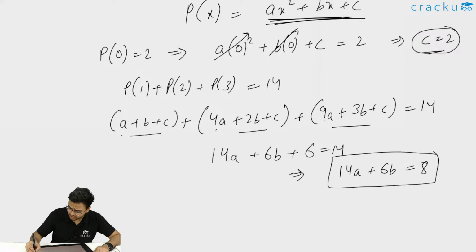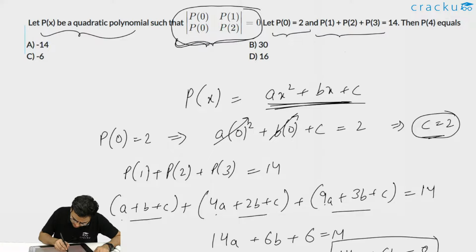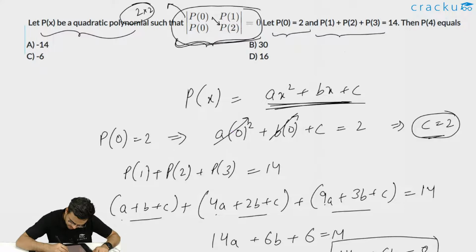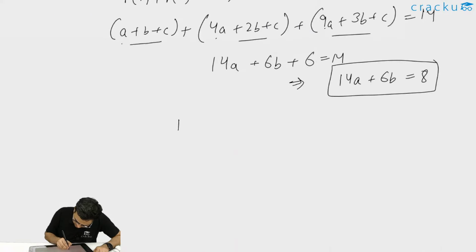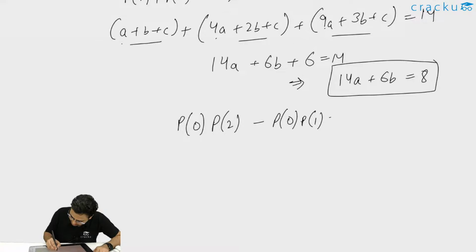We are given one more thing. We are given that the determinant of this matrix is 0. This is a 2 cross 2 matrix. So what you have to do is multiply these two elements and then subtract the product of the other two elements. So it will be P(0) into P(2) minus P(0) into P(1), and this is equal to 0. So it is given P(0)·P(2) minus P(0)·P(1) is equal to 0.